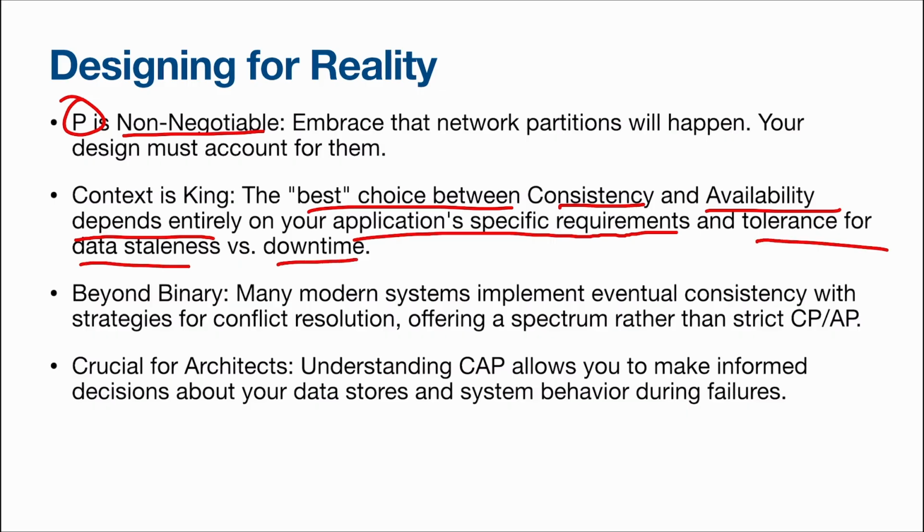So as we discussed in earlier examples, consistency is more required where the data is very critical. Consistency is very critical, for example, in the financial sector, whereas availability can be given preference in case of social media, where data is not that critical. Many modern systems implement eventual consistency with strategies for conflict resolution, offering a spectrum rather than a strict CP or AP. This is a very important point which we can talk about maybe in a future video. But most of the modern systems offer eventual consistency.